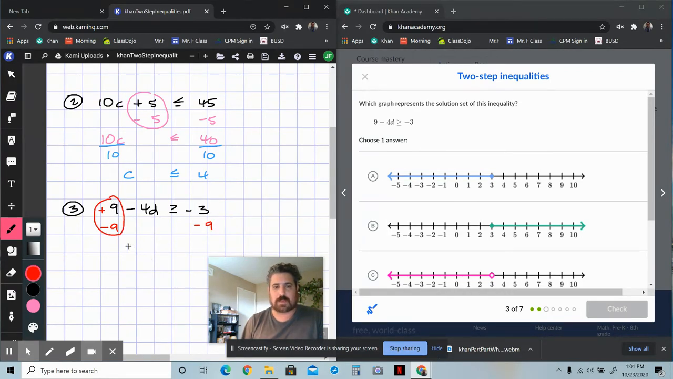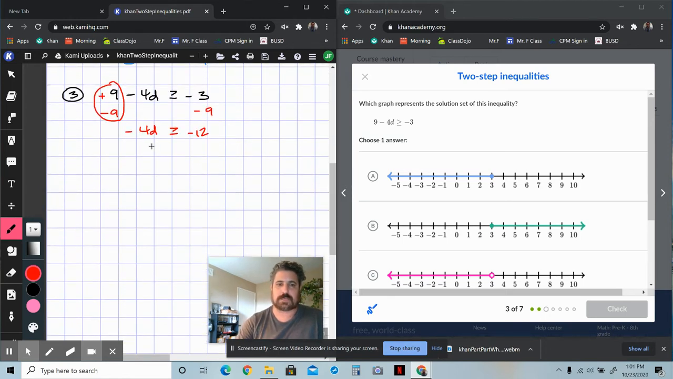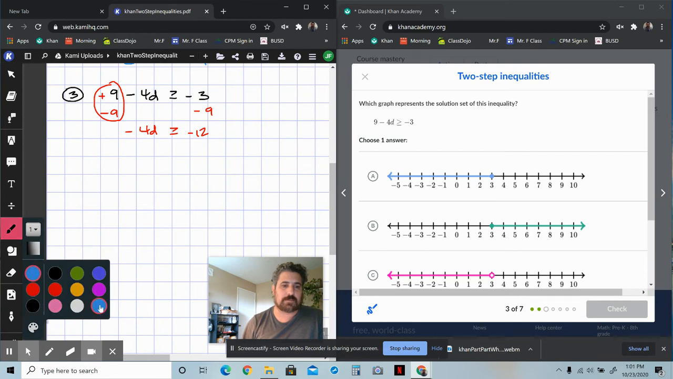And you get negative 4d is now greater than or equal to negative 3 plus negative 9, which is negative 12. Okay. Now at this point, you're going to want to solve for the variable d. So you got to get rid of this times by negative 4. And the way you undo times by negative 4 is you divide by negative 4.